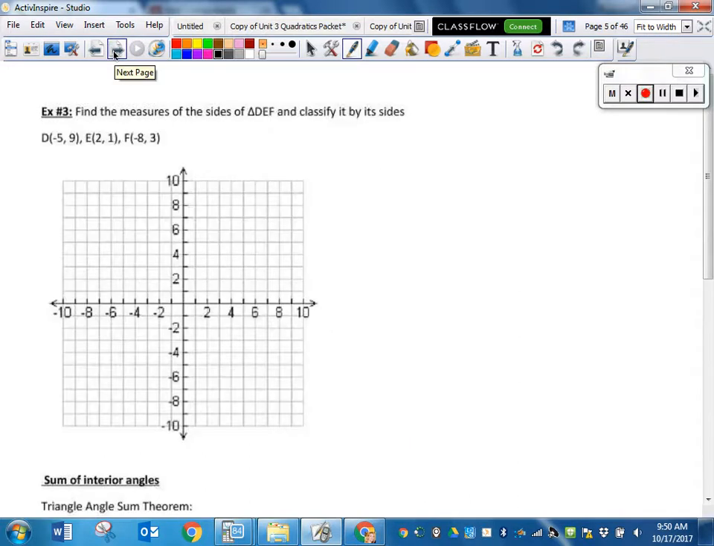Next page. Find the measures of the sides of triangle DEF and classify it by its sides. All right, so now we're on a grid. So we plot our points. I got -5, 9. I've got 2, 1. And I've got -8, 3. F being -8, 3. E being 2, 1. And D being my negative. And I'm drawing my triangle.